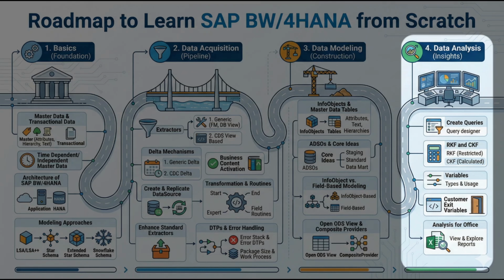Finally, at stage 4, you will learn data analysis, where you will create BW queries and add logic using restricted and calculated key figures, known as RKF and CKF. You will also learn to set up different variables, including customer exit variables, so users can filter the data. Lastly, you will view and explore these reports in tools like Analysis for Office and SAP Analytics Cloud. If you follow this roadmap step by step, you will build a solid, complete understanding of the whole system.